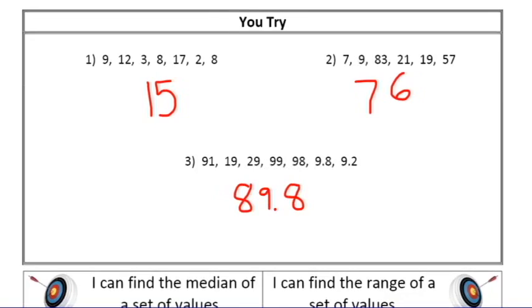If you did not get these answers, go back. Did you write the numbers in correct numeric order? Did you take the biggest value minus the smallest value? Or did you make that simple, easy mistake and just take the numbers on the ends of the sets that were given to you? For example, if you did 57 minus 7 because you didn't put them in numeric order, you'd get 50. It'd be a wrong answer. You're only following step 2. Step 1 is very important with the range.